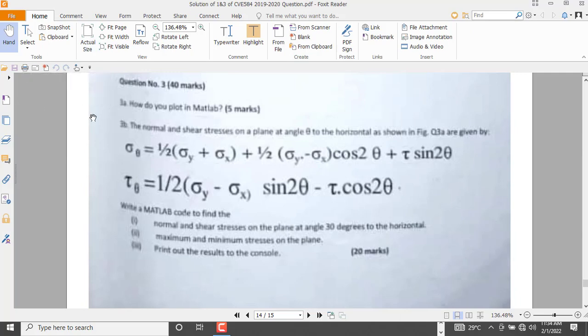So we'll be solving a problem that has to do with stress on a body. This particular question, question 3b, says the normal and shear stress on a plane at an angle theta to the horizontal, as shown in figure 3a, are given by this. This is the normal stress in terms of theta: sigma equals sigma y plus sigma x over 2, plus sigma y minus sigma x over 2 cos 2 theta, plus tau sine 2 theta. So that is the normal stress on that plane. And this is the tangential stress, that is the shear stress on that plane.